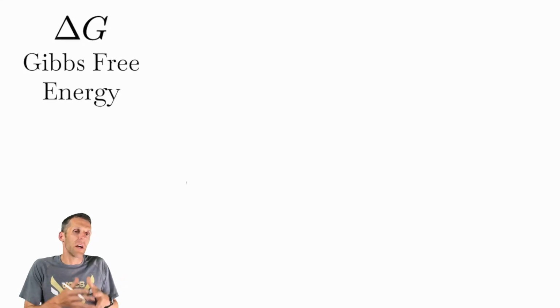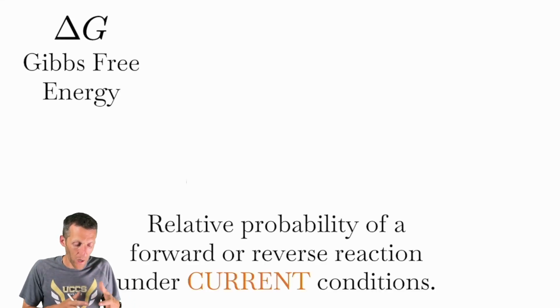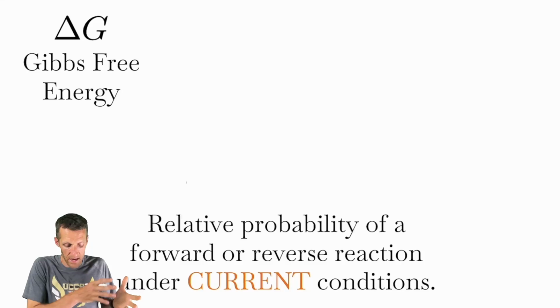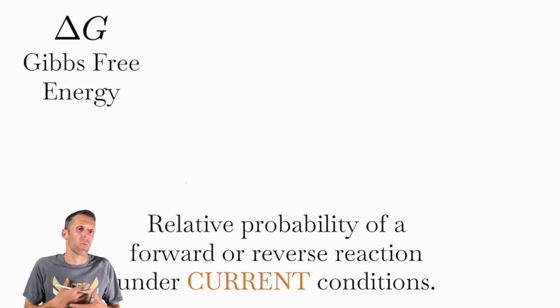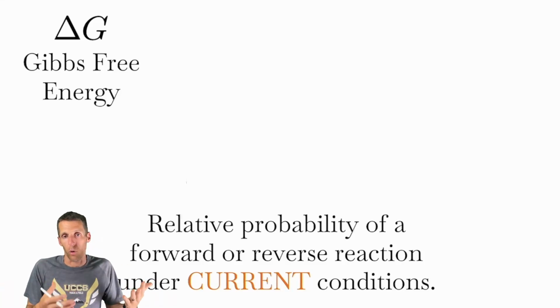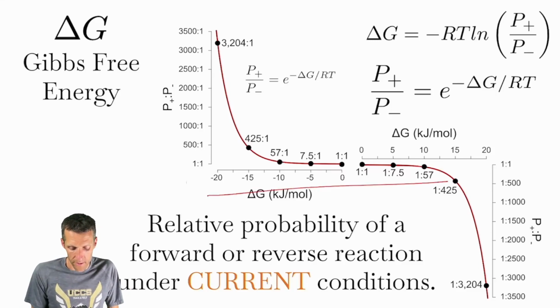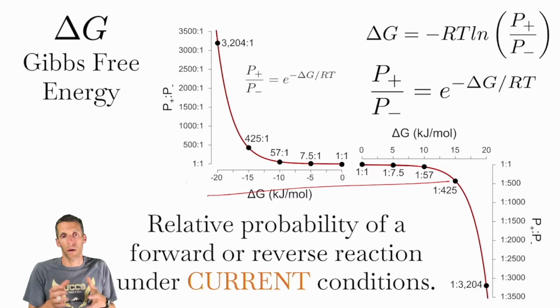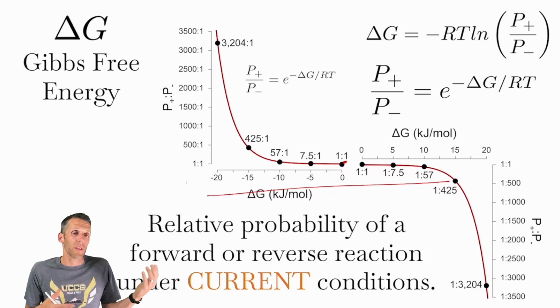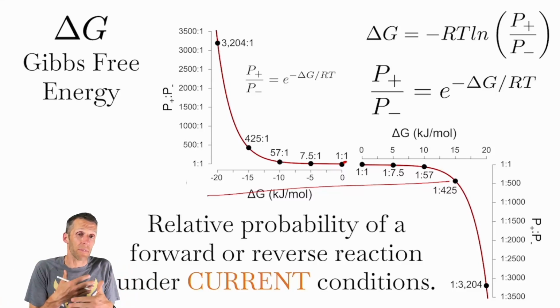So, delta G. What is delta G? Delta G is the Gibbs free energy. What I like to think about it as is the relative probability of a forward or reverse reaction under the current conditions. So whatever the current state of the universe is, what's the relative probability of a forward or reverse reaction? I've shown this in previous videos, but basically this is a graph of delta G on this axis, going from negative to positive. In the middle, we've got delta G equals 0, and at delta G equals 0, both the forward reaction and the reverse reaction are equally favorable.